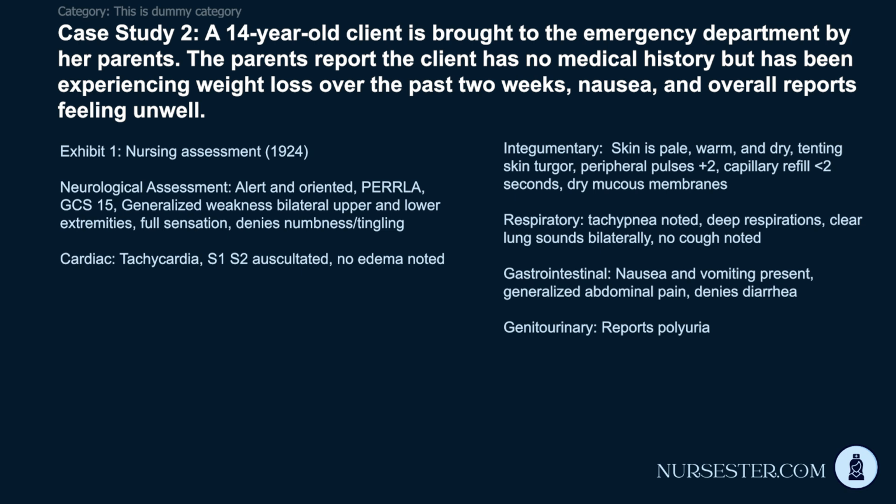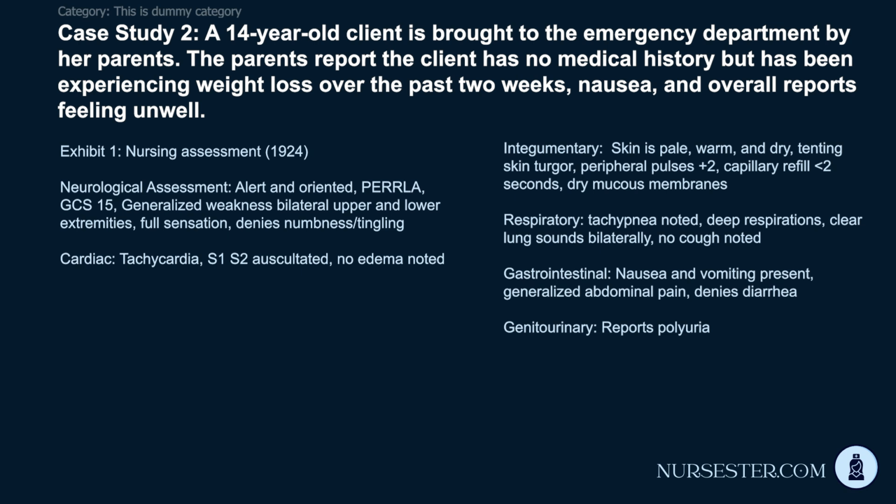Neurological Assessment: alert and oriented, PERLA, GCS 15, generalized weakness bilateral upper and lower extremities, full sensation, denies numbness or tingling. Cardiac: tachycardia, S1 S2 auscultated, no edema noted. Integumentary: skin is pale, warm, and dry, tenting skin turgor, peripheral pulses +2, capillary refill less than 2 seconds, dry mucous membranes. Respiratory: tachypnea noted, deep respirations, clear lung sounds bilaterally, no cough noted.